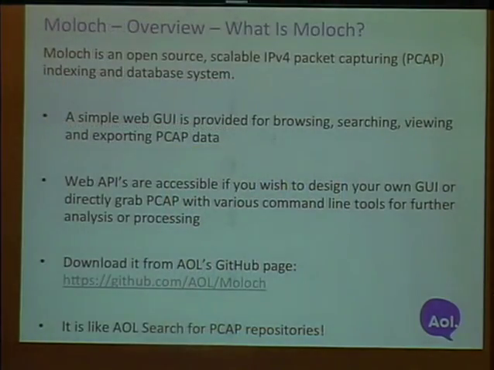All right. So for Moloch, for the overview, what is it? It's just an open source, scalable, IPv4-only, at the current time, indexing and database system for PCAP. It provides a simple web GUI for browsing, searching, and exporting the PCAP data, along with web APIs that you can access to pull back JSON-encoded SPI data that we generate, and also the PCAP itself. You can download it from AOL's GitHub page. It's basically like AOL search for PCAP repositories.